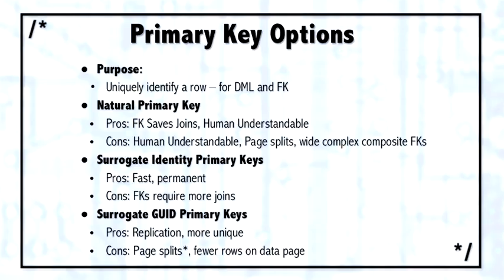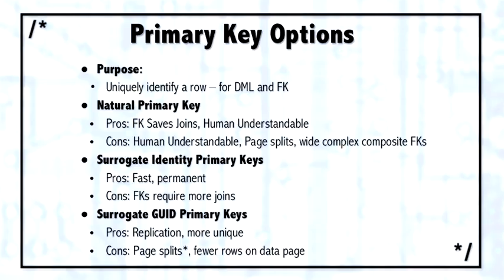The other side of the debate prefers surrogate primary keys. Surrogate meaning artificial, created by the computer. A GUID, or Global Unique Identifier, or Identity Column are both good surrogate primary keys. And of course there's pros and cons on both sides of this.